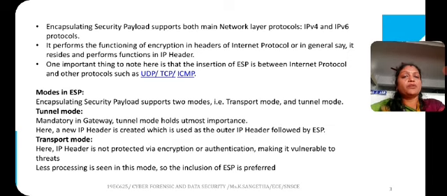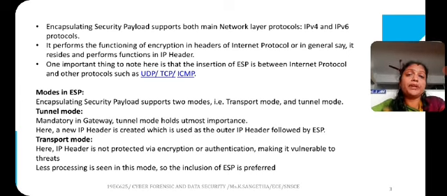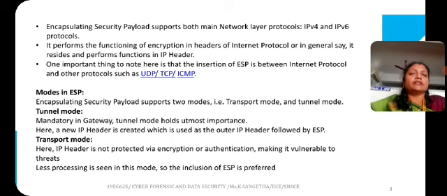The main difference between tunnel mode and transport mode is that tunnel mode is fully protected and transport mode is partially protected. In tunnel mode, the header and the content both are encrypted, but in transport mode only the payload or content is encrypted.